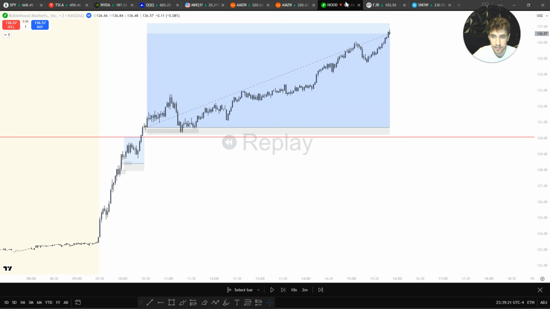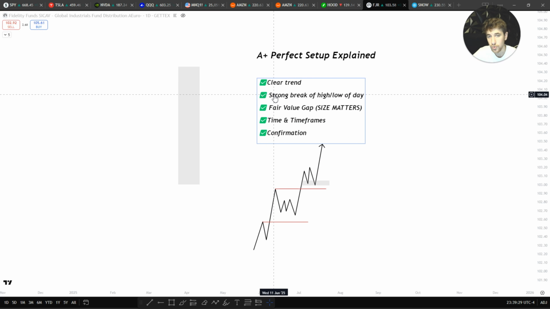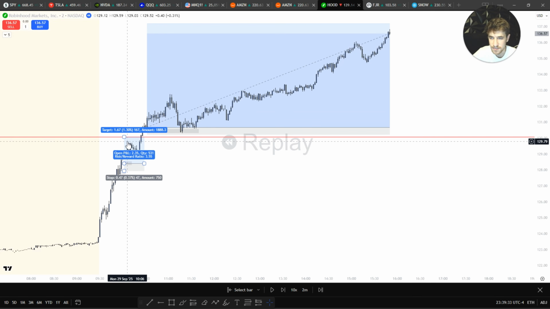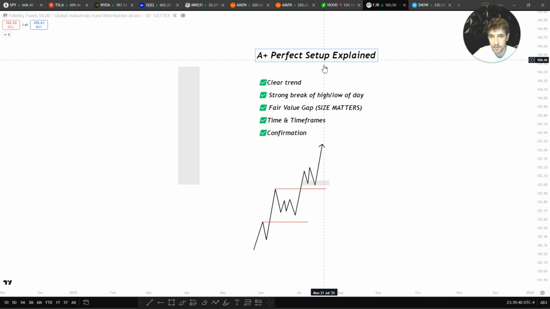Do we have a clear trend? Absolutely. Very clearly, we have an uptrend right here where price is respecting higher low formations. Great, that's what we love to see. Second thing, do we have a strong break of the high of day or low of day? Absolutely. Every single time price is breaking the high of day, which in this case is where I took the entry right here.